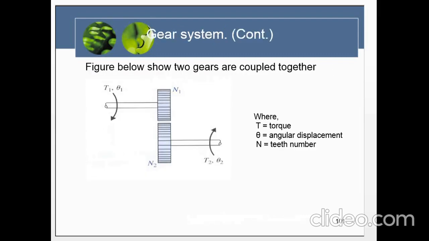Okay, this is the figure below. The two gears are coupled together: this is gear 1 and this is gear 2. This is the torque T1 that works on gear 1, and this is the displacement theta 1 of gear 1. T2 is the torque that works on gear 2, and theta 2 is the angular displacement of gear 2. N1 is the number of teeth in gear 1, and N2 is the number of teeth in gear 2.